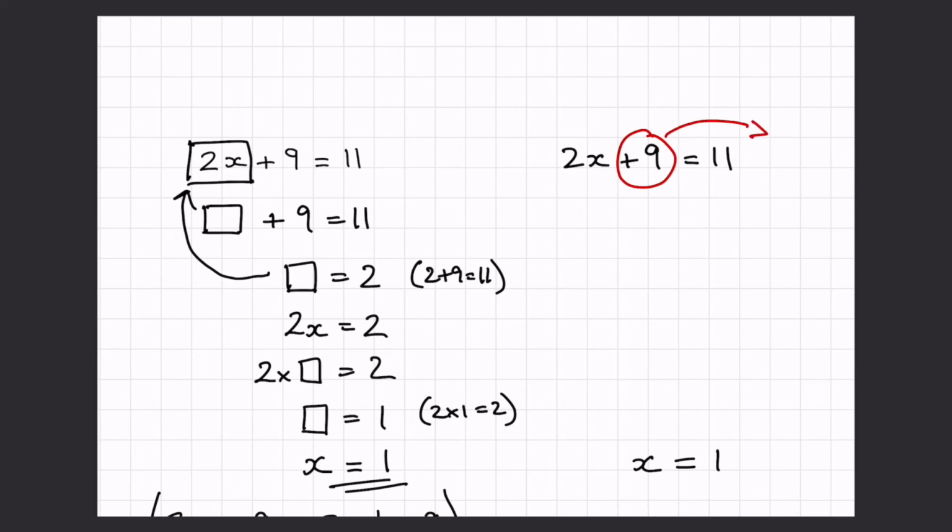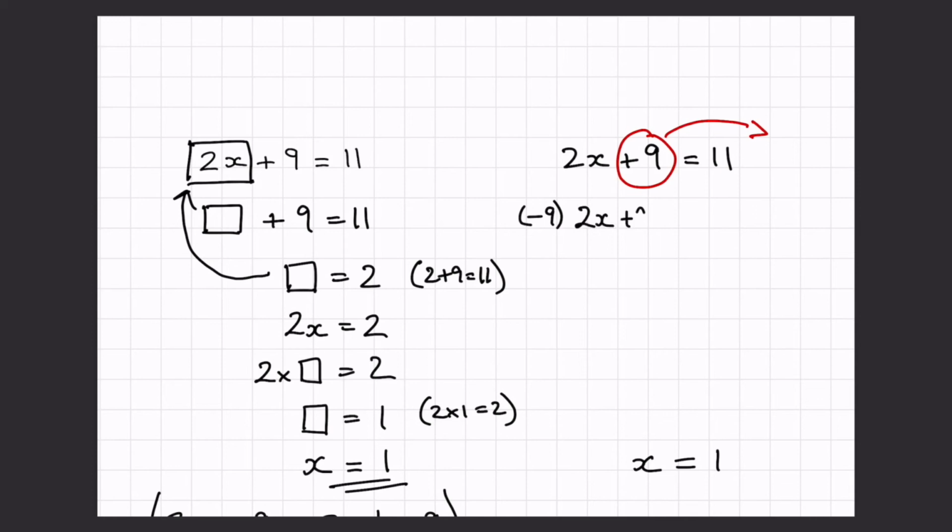We know that in order to get rid of a plus 9, we need to subtract 9 from both sides. So we're going to do a subtraction. So I'm just going to make a little note in brackets. We're going to subtract 9 from both sides.